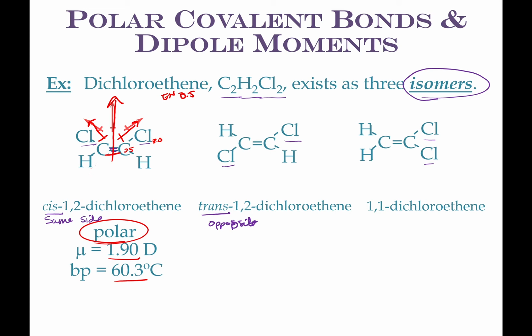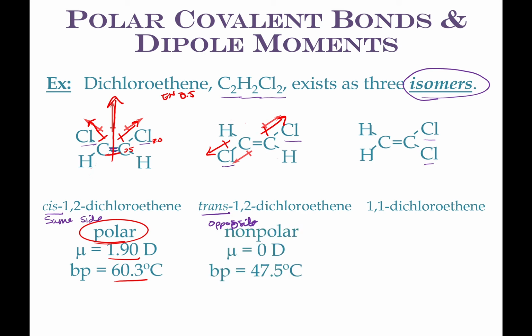When we look here at the trans one, where they're opposite, we see that this dipole moment actually cancels out. So both of those are facing opposite directions. They're going to cancel each other out. This is going to be nonpolar, so the boiling point is going to be lower. So when we take a look at that boiling point, we're going to see that it's going to be lower.